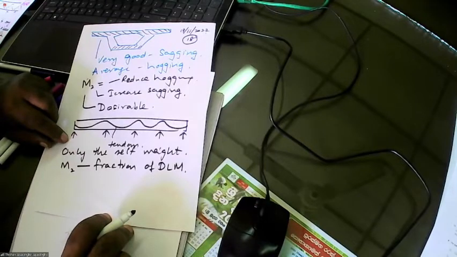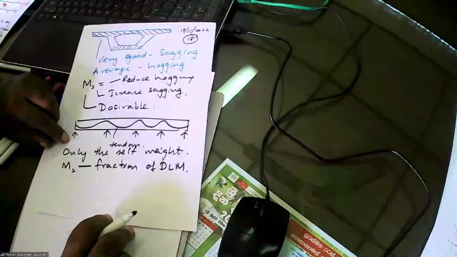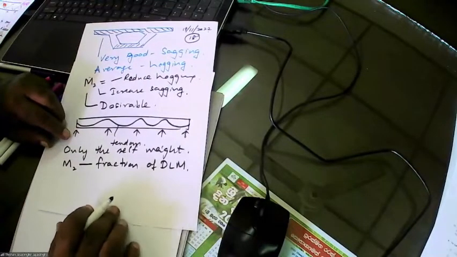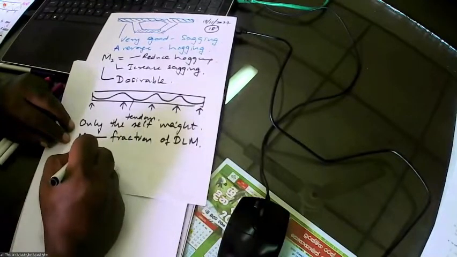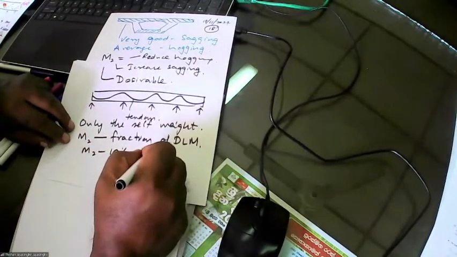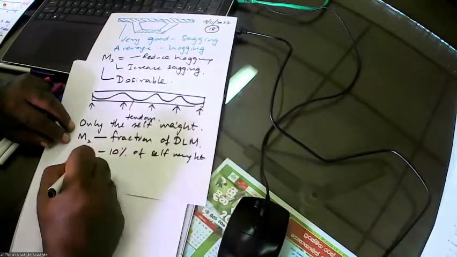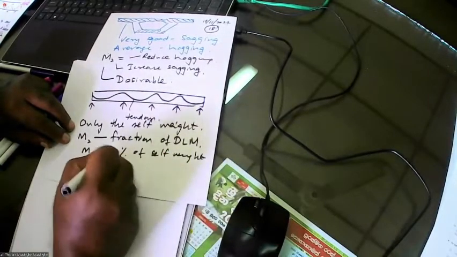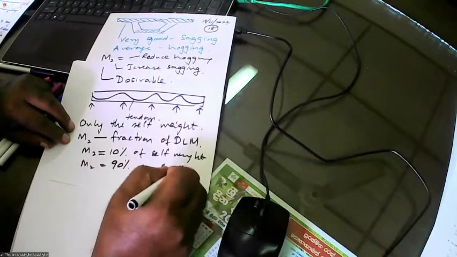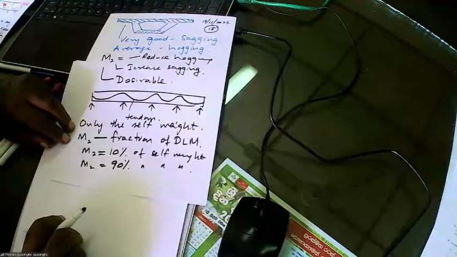there's a tendency for the beam to lift up from the support. And you know, these are just rubber bearings, and if the bridge starts lifting up, not good. So because of that, M2 can be about 10% of self-weight, or it can be 90% of self-weight. But the important thing is, it cannot be 110 times self-weight.